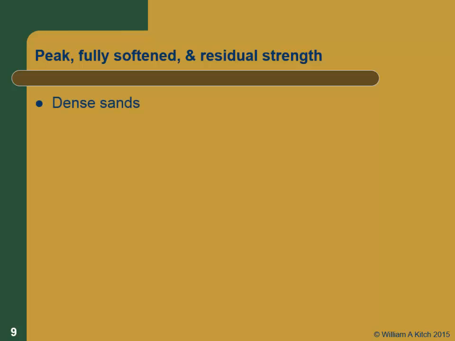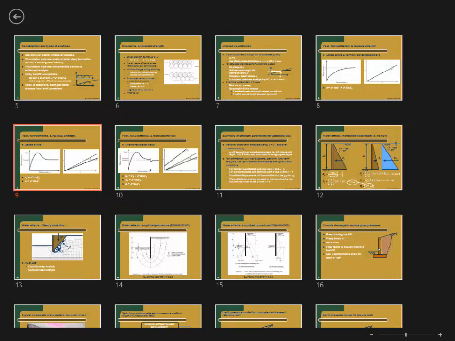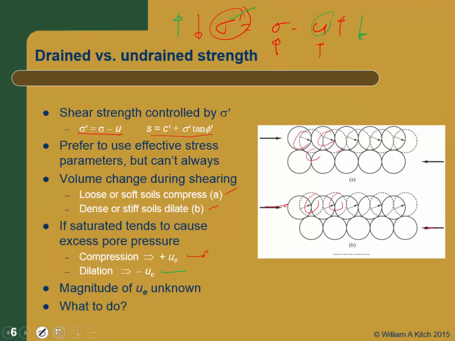With dense sands or with over-consolidated clays, the story is a little different. Remember, with dense sands, let me go back to this picture. So this is our picture for loose sands or normally consolidated clays. In that case, as we shear, the soil is going to compress, and it's just going to gain strength until it reaches its peak strength. If we have a dense material, it's initially going to have some strength, but as it dilates, you can see that the particles are going to actually lose strength, because you've got to overcome this rise of height up to there, and then when you get up here, you just have the sliding friction.